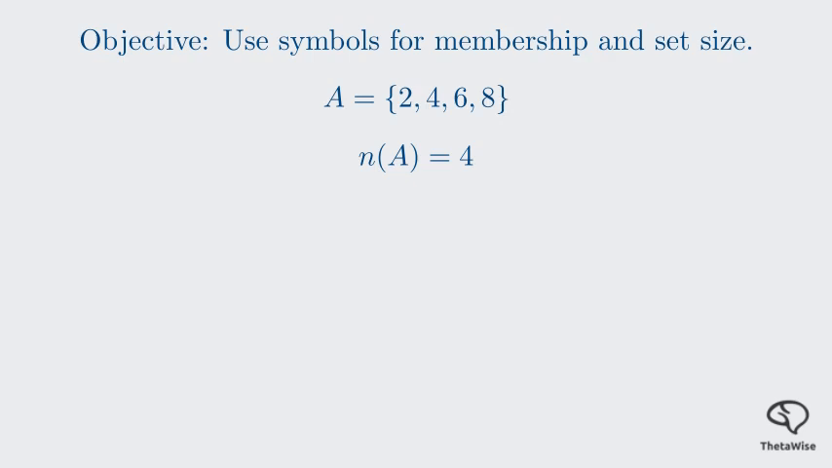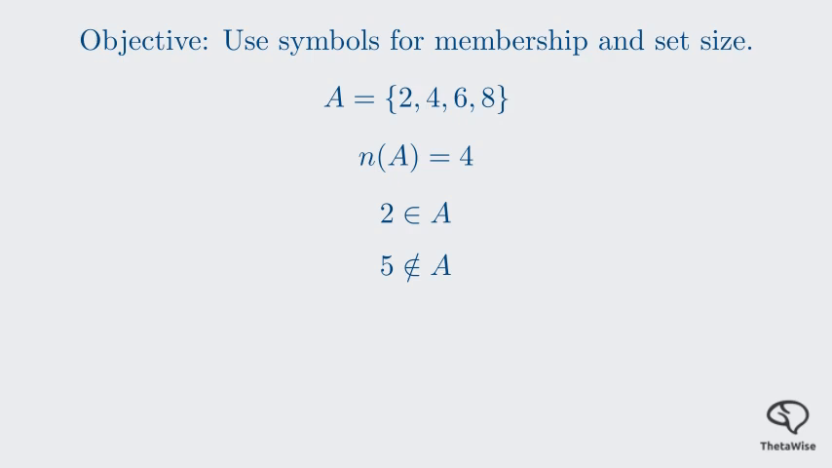To say that an object is inside a set, we use this symbol that looks like a curved E. This is read as 2 is an element of A. If something is not in the set, we use the same symbol with a diagonal line through it. 5 is not an element of A.